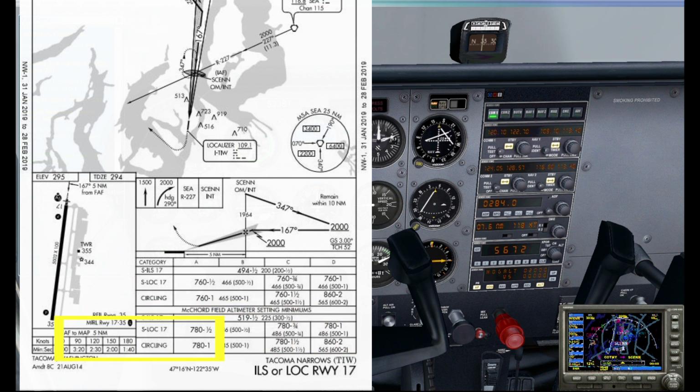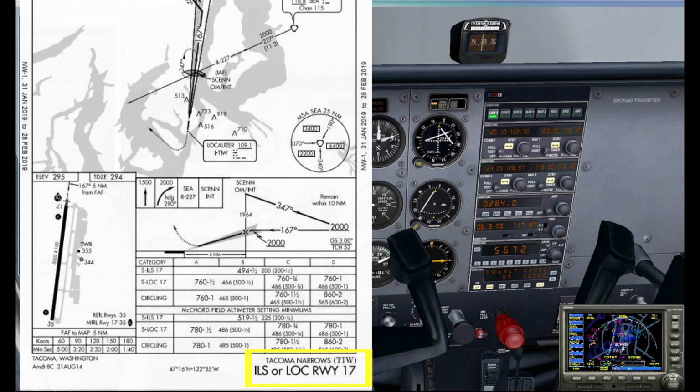And last but not least here, we're going to have our clock on, clear it out. We're looking for 90 knots. It'll be 3 minutes and 20 seconds till we arrive at our missed approach point from the final approach fix, which is 5 nautical miles. That completes the brief for ILS or localizer runway 17 for Tacoma Narrows.